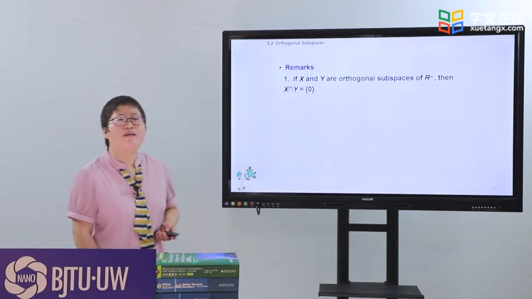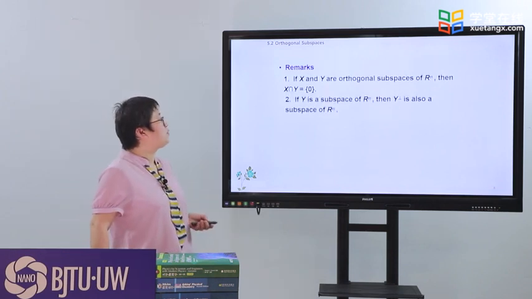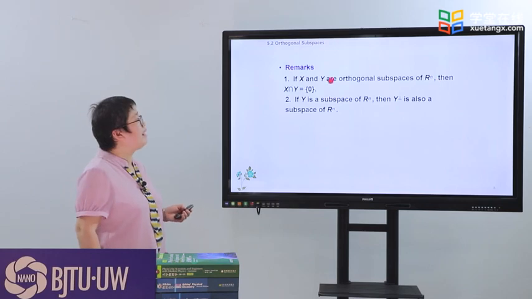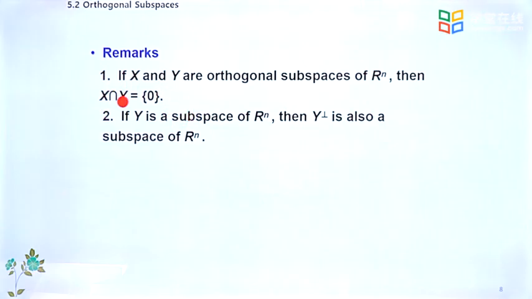Now we have some remarks. If X and Y are orthogonal subspaces of Rn, then X intersect Y is the zero vector. And the second conclusion is that if Y is a subspace of Rn, then Y orthogonal complement is also a subspace of Rn. We can see the proof.